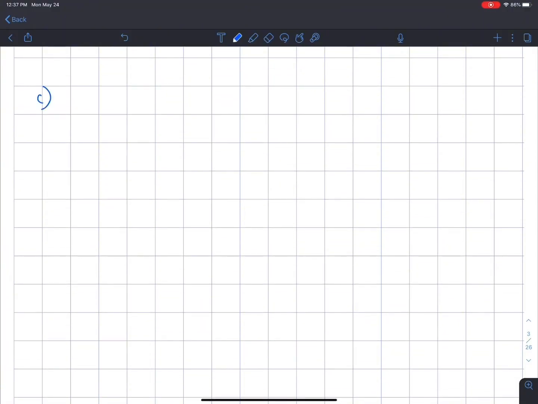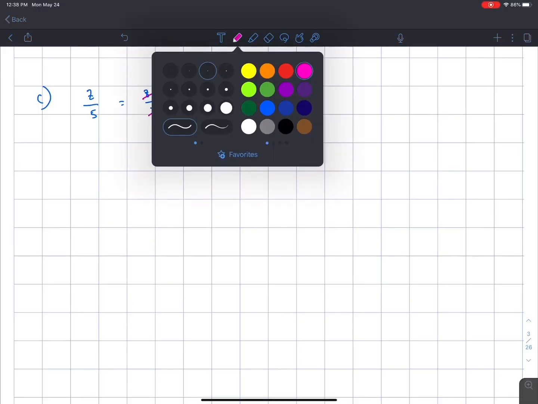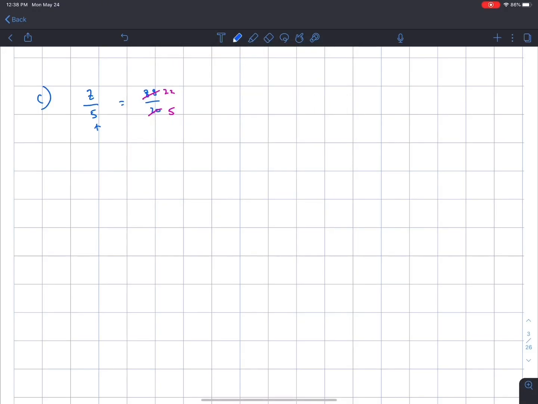C. We have c over 5 equals 88 over 20. I can divide both numerator and denominator by 4 here to get 22 over 5. Well, this one is pretty easy because the denominator is exactly the same. So c must be 22, right? If the denominator is the same, the numerator has to be the same because they're equal. That's the answer, 22.